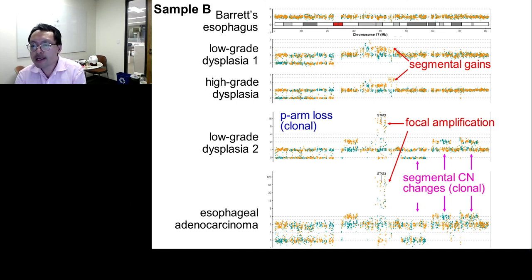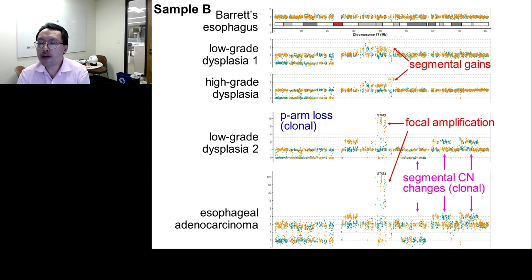We can recognize there is a very high-level focal amplification on chromosome 17 that's obvious in both the low-grade dysplasia number 2 and esophageal adenocarcinoma. That includes both the ERBB2 gene and STAT3, as highlighted here.